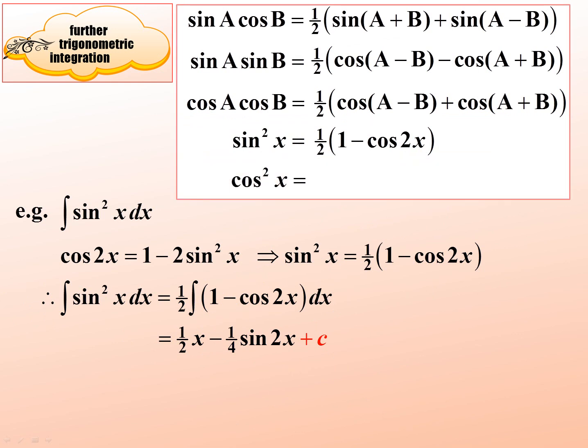And the cos expansion, same way. Cos, we'll end up with cos 2x equal to 2 cos squared x minus 1. And it'll give us that formula there.